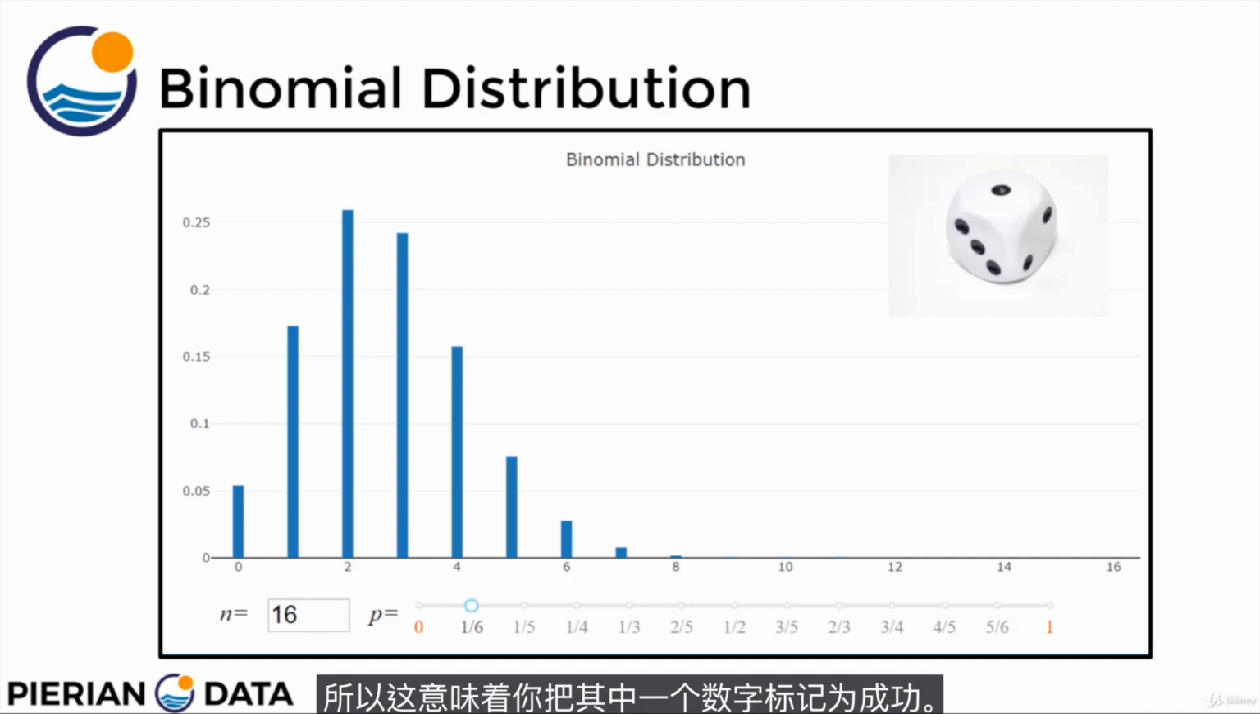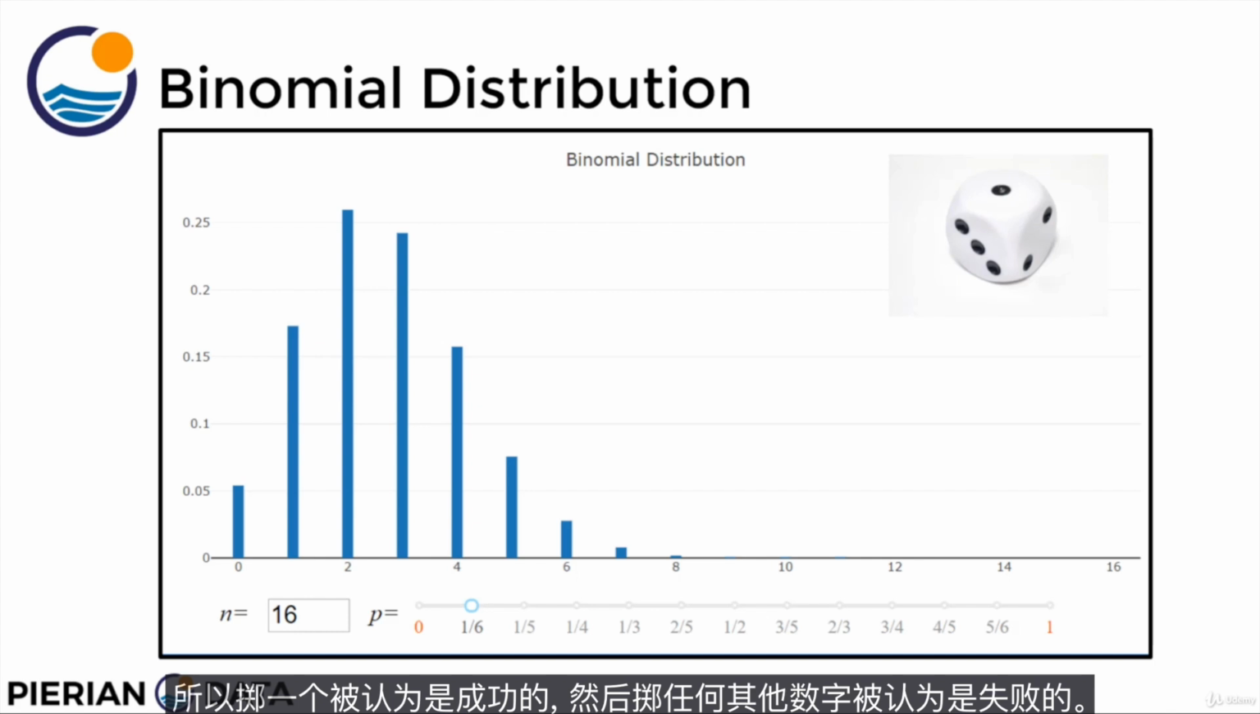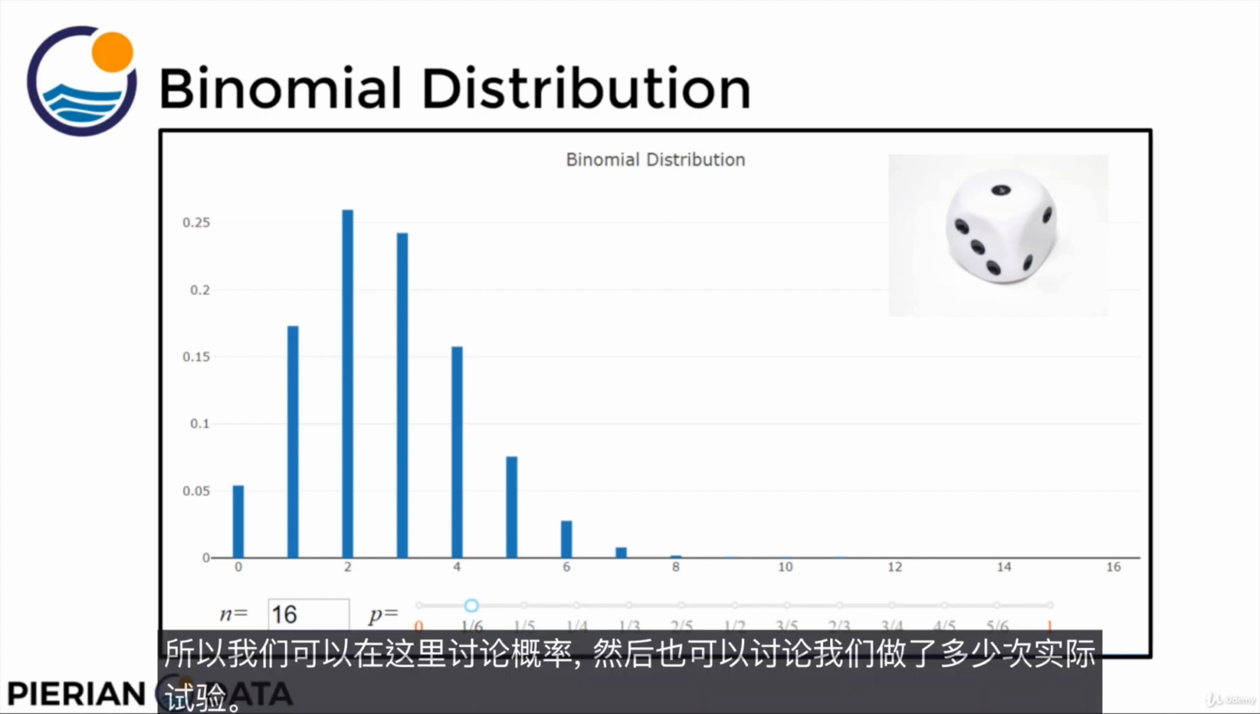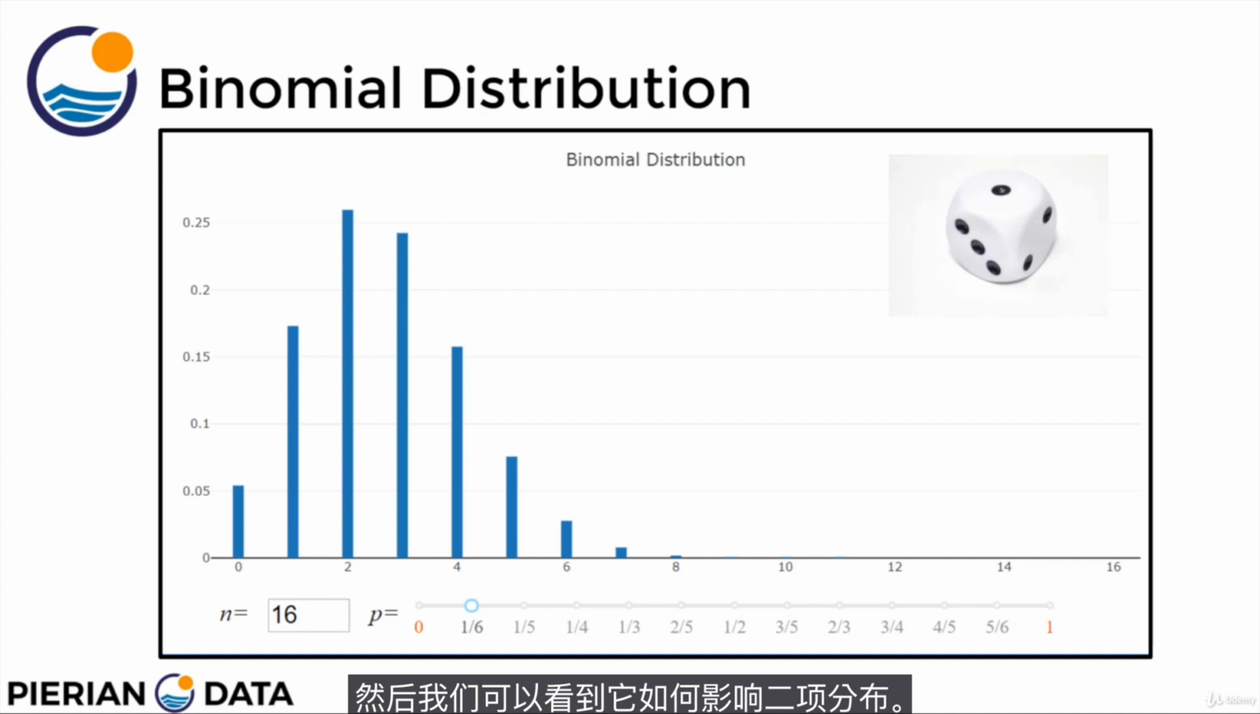So what that means is you label one of the numbers as a success, so rolling 1 is deemed a success, and then rolling any other number is deemed a failure. So then we can play around with the probabilities there, and also with how many actual trials we do. And then we can see how that affects the binomial distribution. Let's take a look at this in an application.